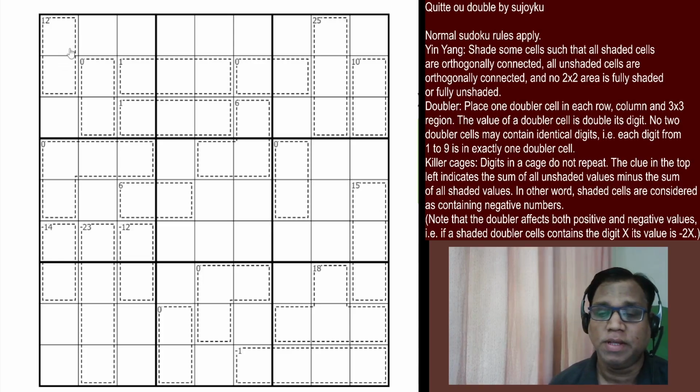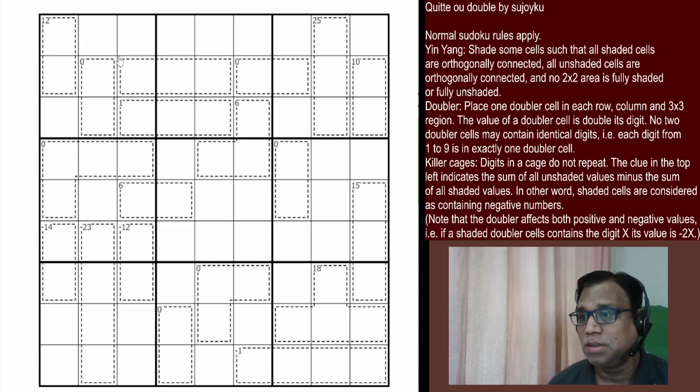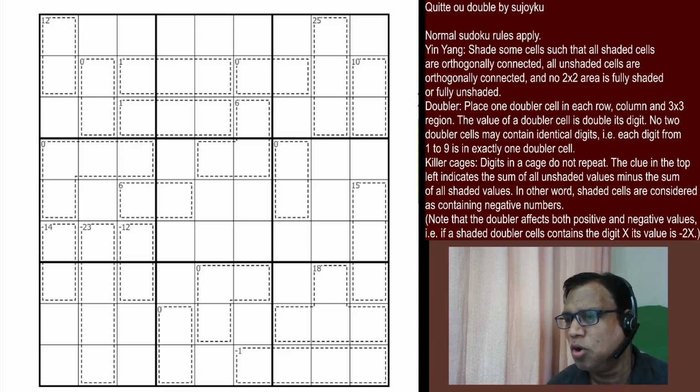This is a mixture of Yin Yang and doublers, and this one is by Sujoy, Sujoyku. Oh, okay, so a combination of Sudoku and Joy, maybe Sujoyku. Okay, good, good. I like that.